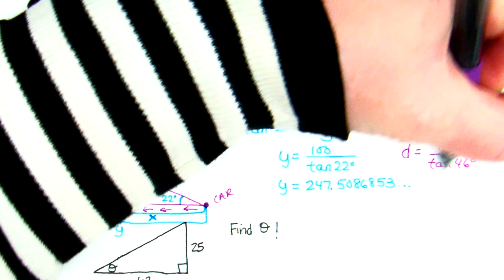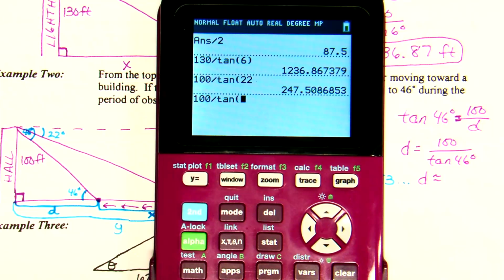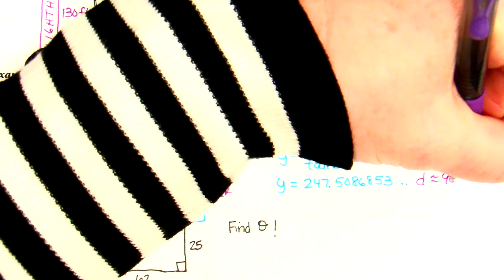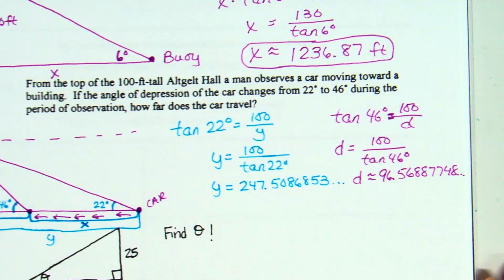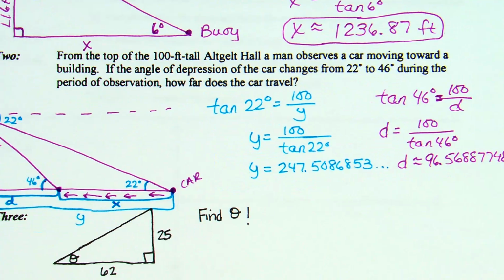Did you guys get what I got? A 96 number. 96.568877748, and so on and so forth. Am I done? No. What do I need to find to be done? I need to know what x is. And how do I find x?